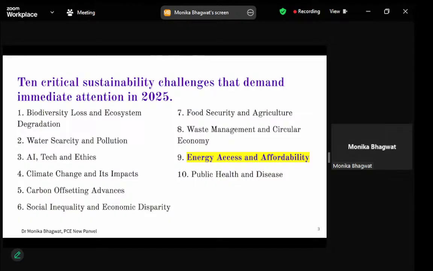So now, why this particular specialization? Before moving on to the details of the course, I would just like to bring it to your notice why this particular specialization is brought in the curriculum and why particularly these two subjects. So under Green Technologies, you all know that everyone is nowadays talking about sustainability, what are the critical sustainability challenges and how to deal with that, right? So there are 10 critical sustainability challenges that demand immediate attention in 2025, and two of them are energy access and affordability and climate change and its impact. So these two are included in your curriculum under the specialization Green Technologies.